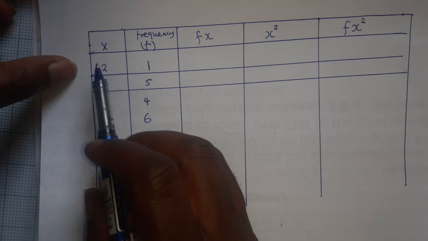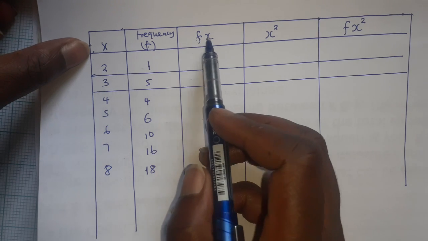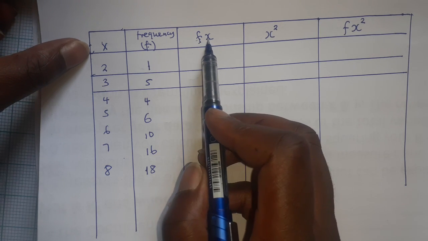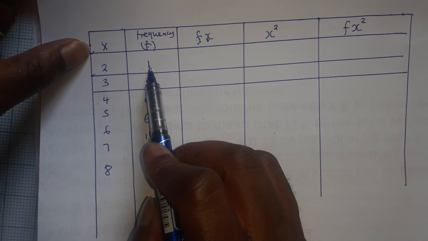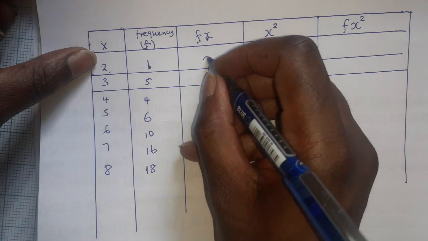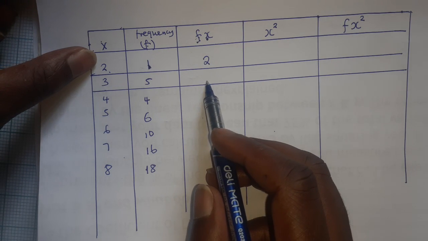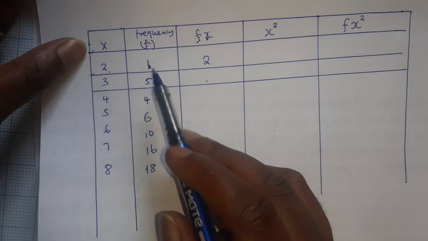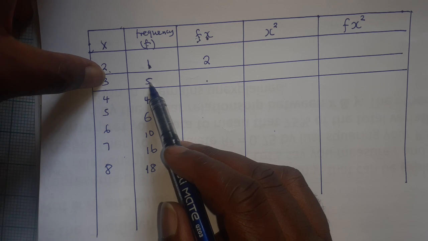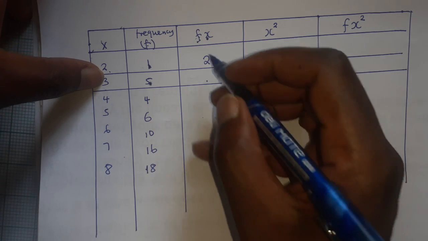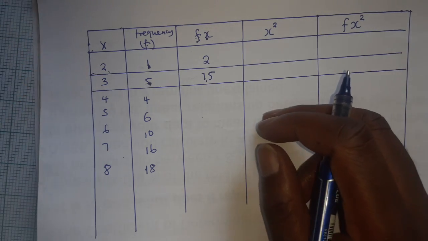Now, our x is here. Are you able to see our x? Our x is here, our f is here. Fx means f multiplied by x. So what is our f here? Our f is 1 multiplied by 2. So we're going to get 2. Then we do the same thing even here. Are we together? What is our f? Our f is 5 multiplied by 3, which is our x. We're getting 15.